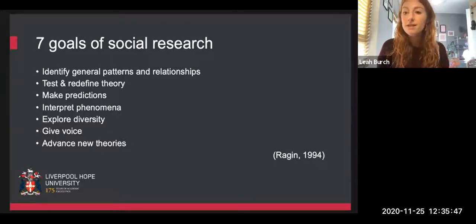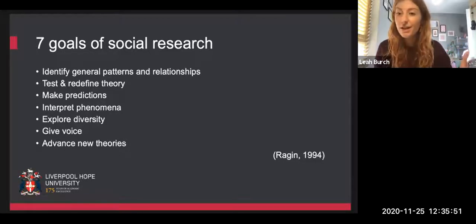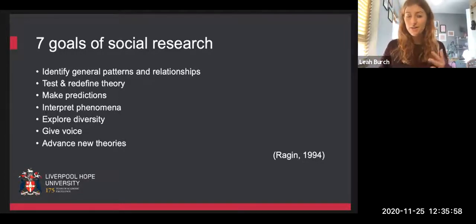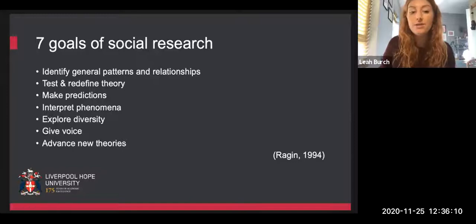Finally, advancing new theories. So this is where research can actually create a new theoretical framework for looking at a particular issue. And again, that might not be realistic for the scope of your research, but when we are asking new questions, all of these are a potential.